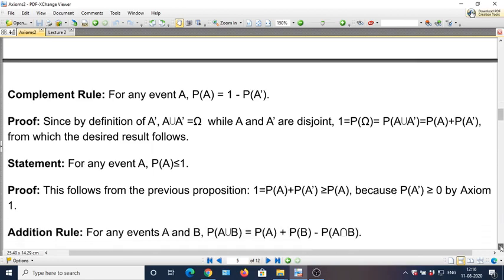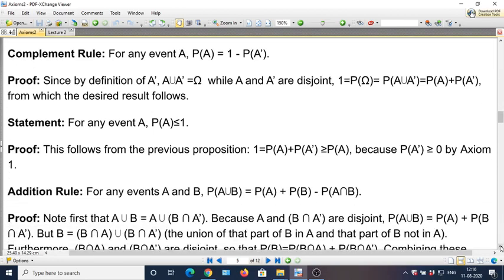Then we have the complement rule, which says that if A is an event whose probability measure is P of A, and its complement event is A complement, then P of A is equal to 1 minus P of A complement, or P of A complement is equal to 1 minus P of A, or P of A plus P of A complement add up to 1.